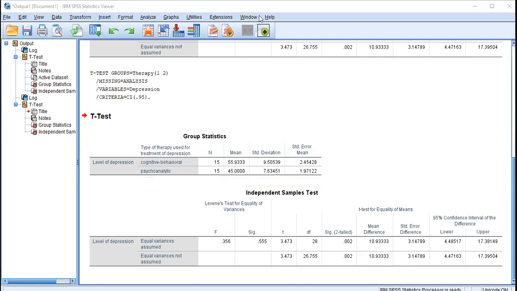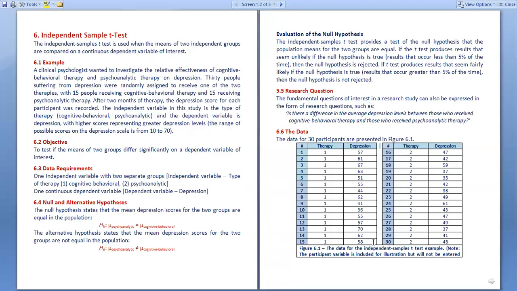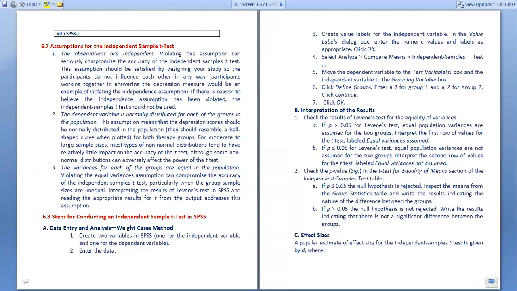Moving back to our example set. So we have done this example. We have talked about this example. We have done the test also, and now we'll be moving ahead.